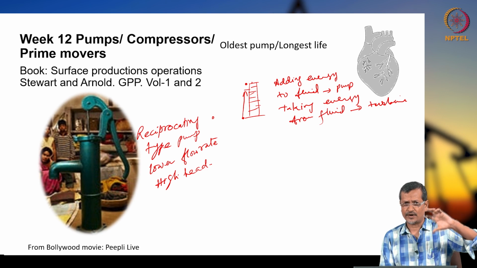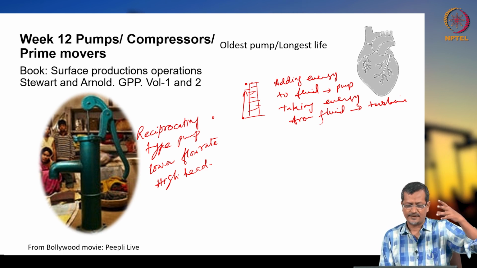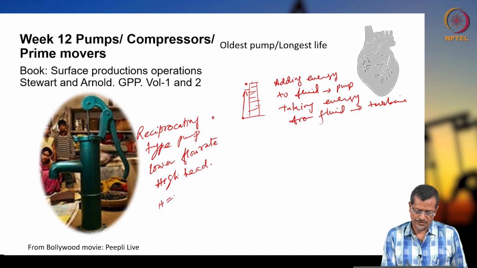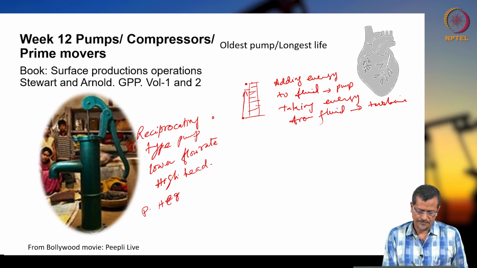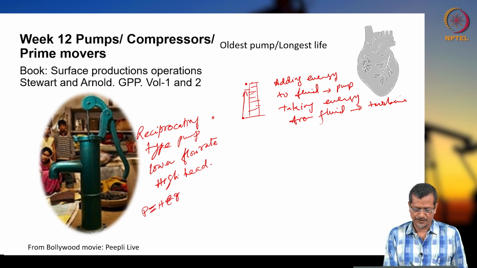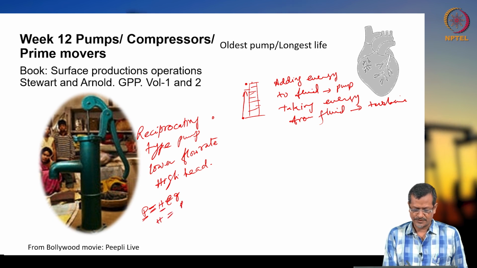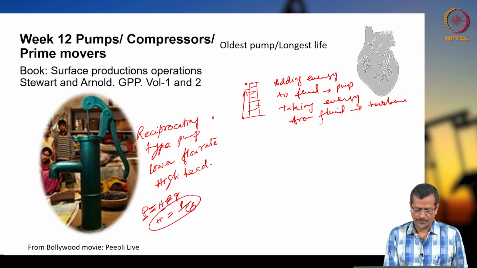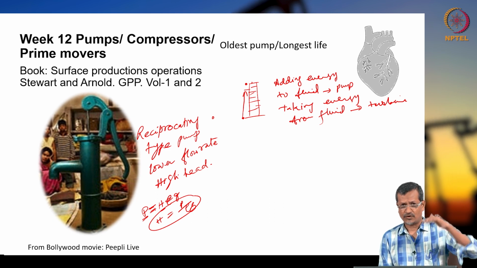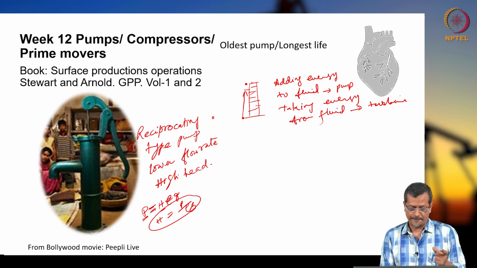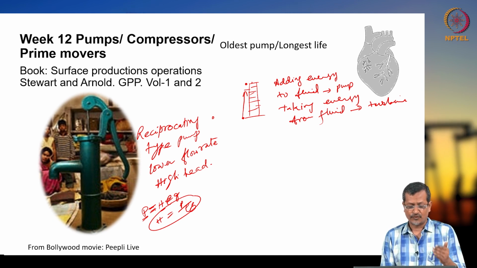Head means how much pressure it is developing. If you convert it into water column height, that will be called head. So the water column height is H rho G. That much pressure you are developing. So if you know the pressure, then you can calculate H. So H equals P by rho G. You can convert how much water column height you can develop, so that is called head. So reciprocating pumps can develop a very high amount of head, but the flow rate is very low.